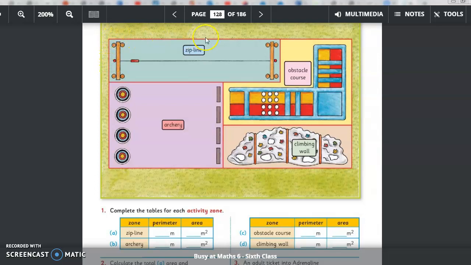From here to here, it's 12 centimetres. In real life, 12 metres. This would be 3 metres and this would be 12 metres. So if you add up all of those, you'll get your perimeter. And to find the area, remember it's the length, 3, multiplied by the width, 12, and that will give you 36 square metres.